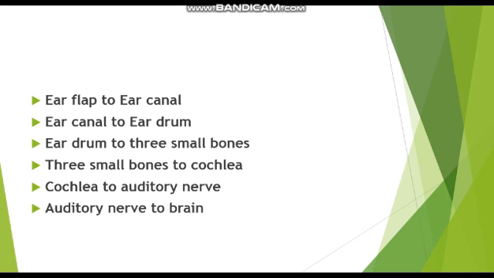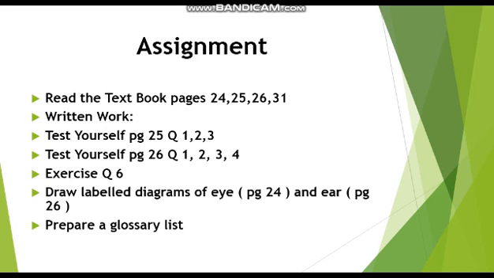These are again the steps taken when the ear works. The ear flap sends signals to the ear canal, which sends vibrations to the eardrum, which sends vibrations to the three small bones. The three small bones vibrate and send the vibrations to the cochlea, which through the auditory nerve sends the vibrations to the brain. This is all about the sense organs.